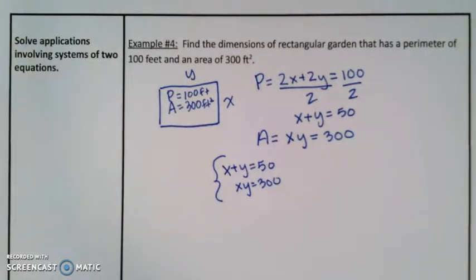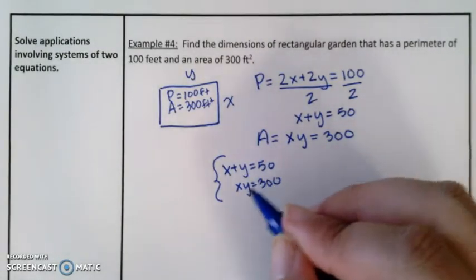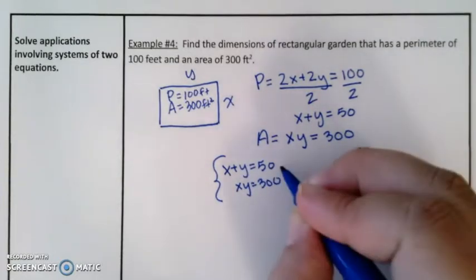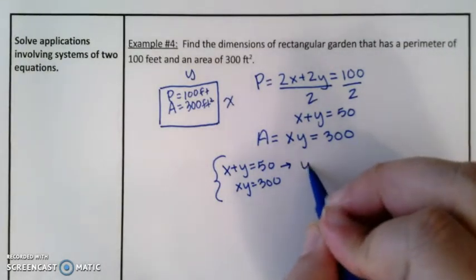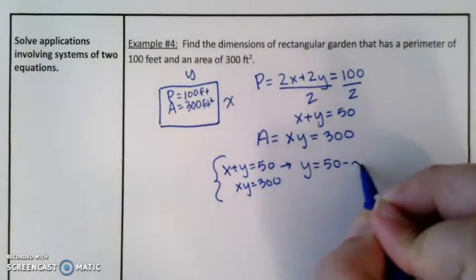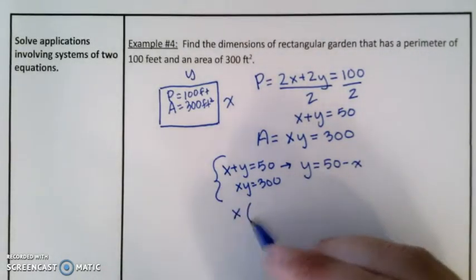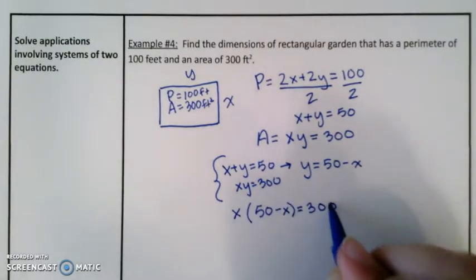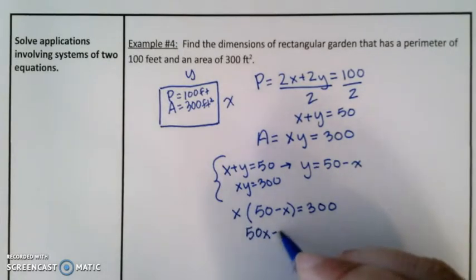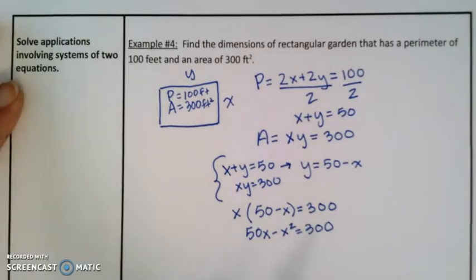Now, in order to solve this, I can use graphing, I can use substitution, I can use elimination. I'm going to use substitution, so I need to solve for one of these variables. I'm going to choose to use the first equation and to solve for y. So we'll say that y equals 50 minus x, and then I substitute that into the second equation, so I get x times the quantity of 50 minus x equals 300. So that's 50x minus x squared equals 300. So now I'm solving a quadratic equation.